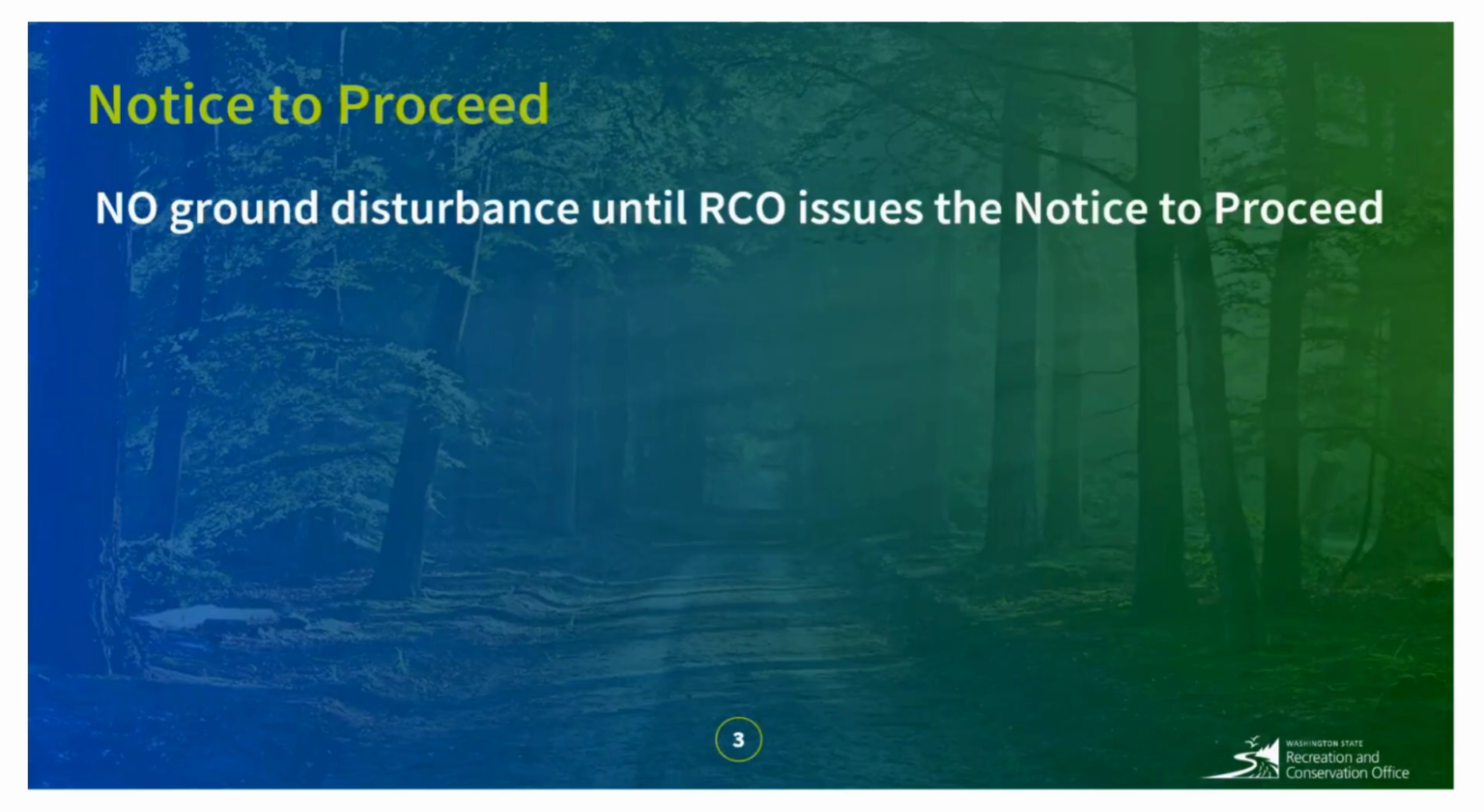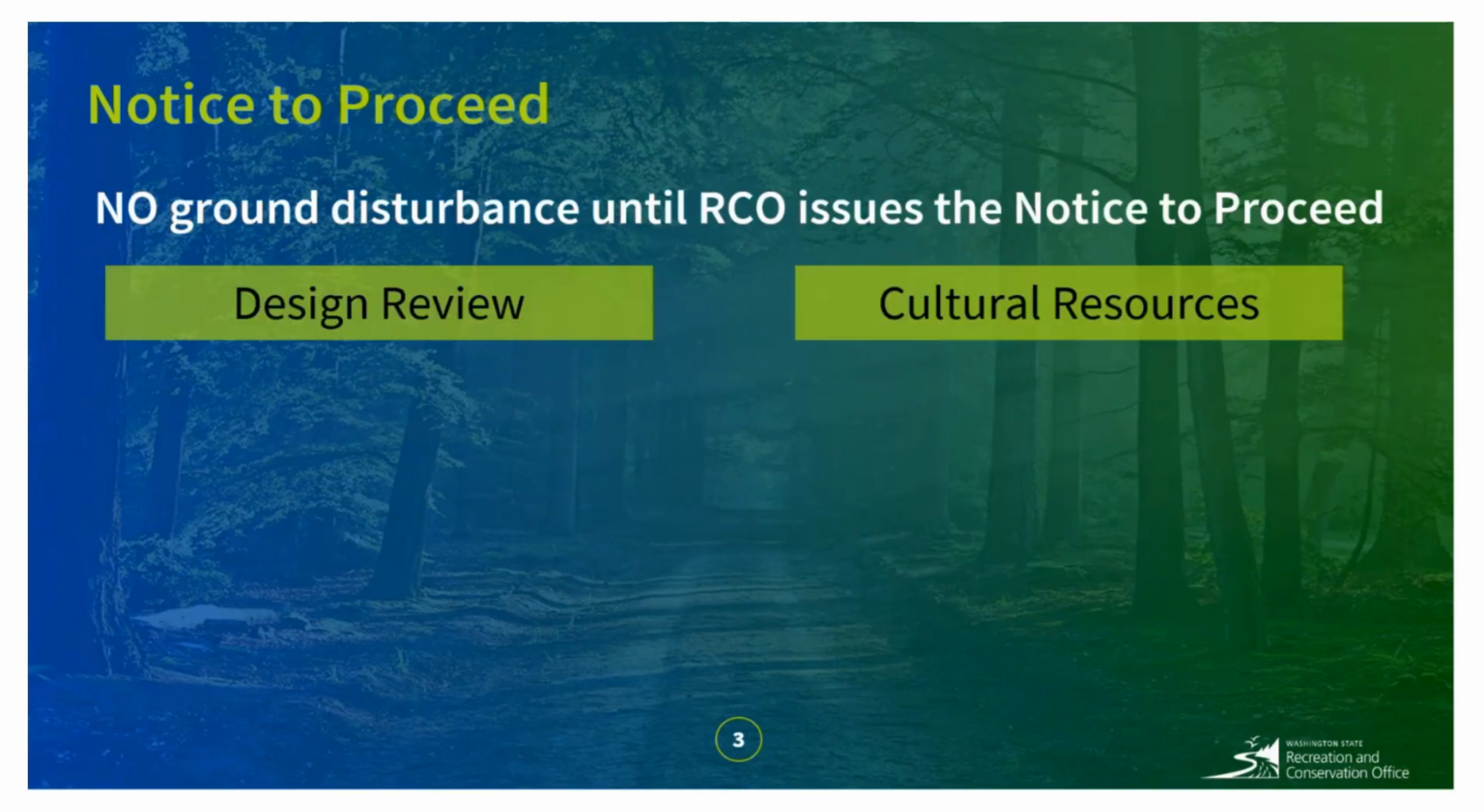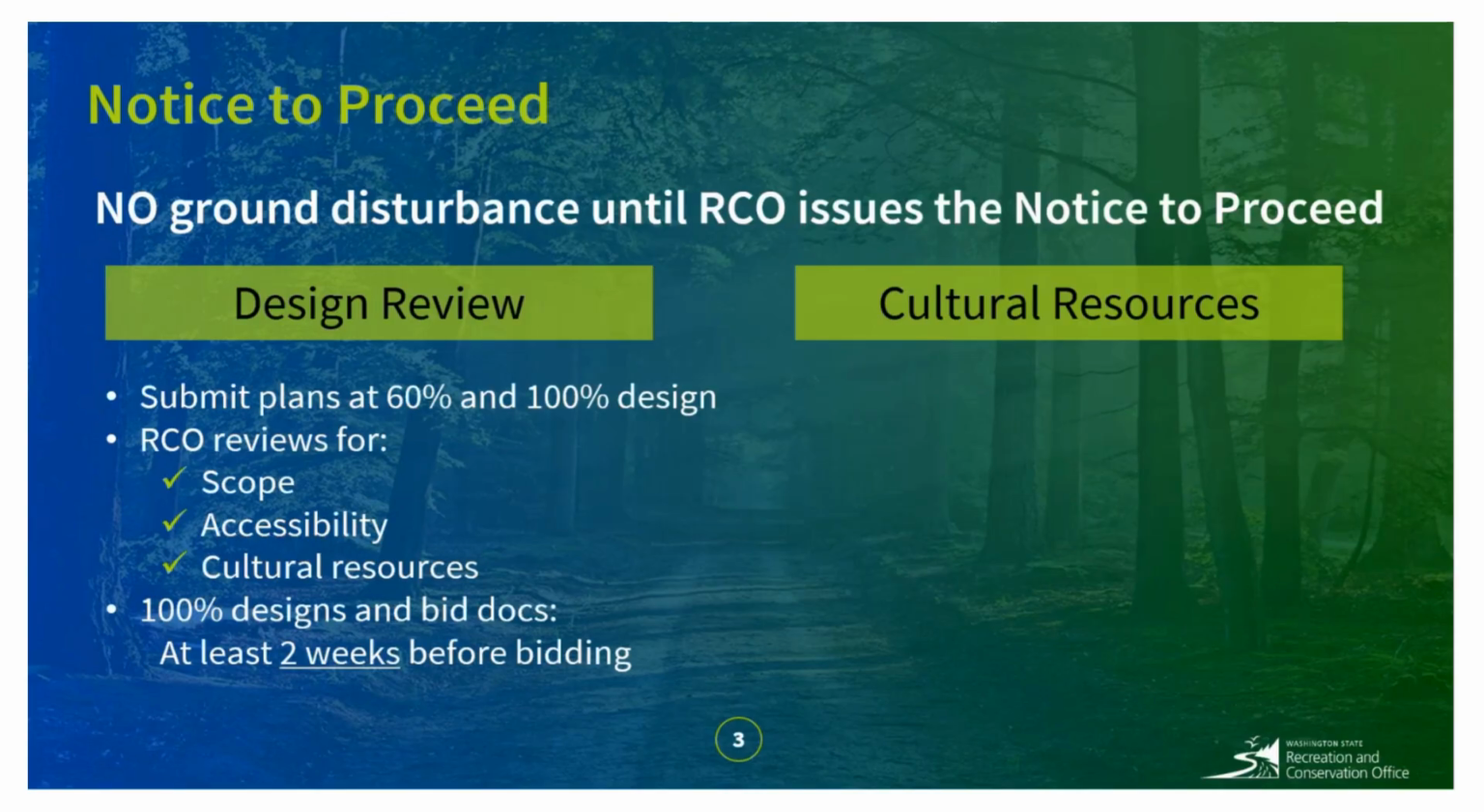One of our most important policies is that no project-related ground disturbance is permitted until your grants manager has issued RCO's notice to proceed on your project. To receive your notice to proceed, you'll need to complete two major components: design review and cultural resources. For design review, you will need to submit your plans to RCO at 60% and 100% design. You can also submit designs at other stages, like 30% or 90%, but the 60% submission is recommended and the 100% plan submission is required.